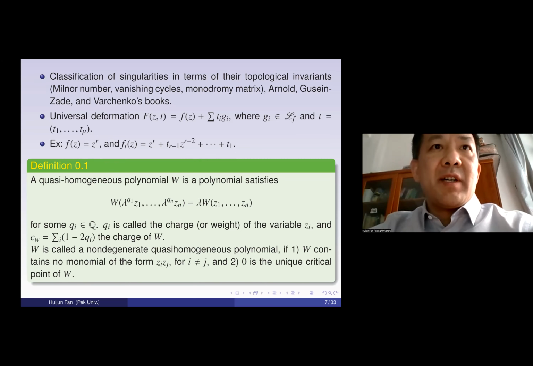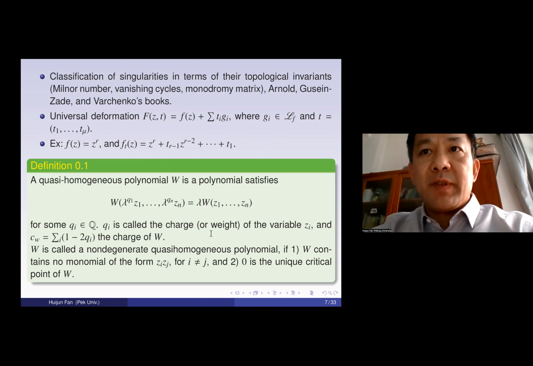And then we can consider more complicated examples appearing in the study of mirror symmetry. We can consider the so-called quasi-homogeneous polynomial W. Quasi-homogeneity of W means W satisfies this equality: if you insert lambda to the q_i times z_i into the entries of W, you get this equality. Here q_i is called the charge or weight of the variable z_i.